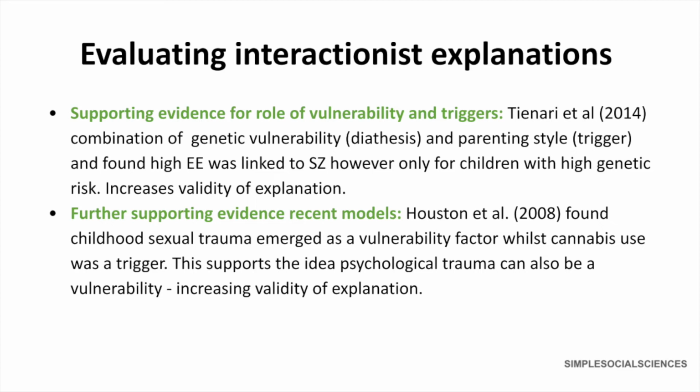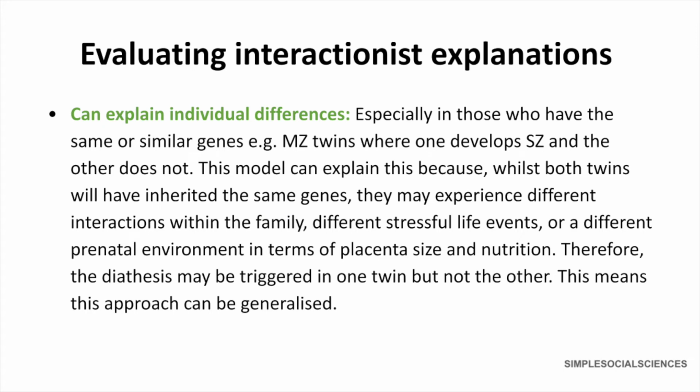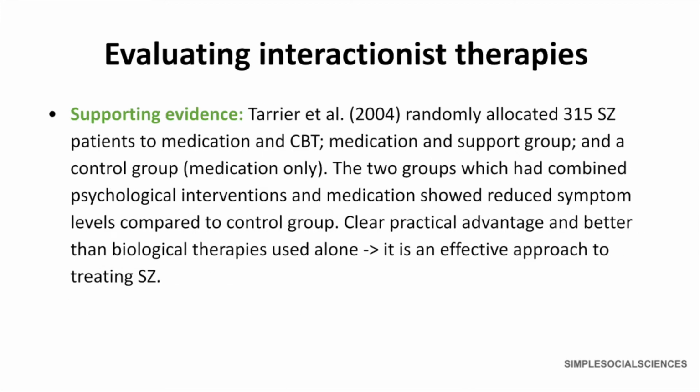A further strength is that it can explain individual differences, especially where same or similar genes are involved. For example, monozygotic twins who share 100% of their genes but don't share disorders, such as schizophrenia, can be explained with interactionist models. This is because whilst both twins have inherited the same genes, they experience different interactions within the family, different stressful life events, or even different prenatal environments. This means that the diathesis may be triggered in one twin but not in the other, which means the approach can be generalized.